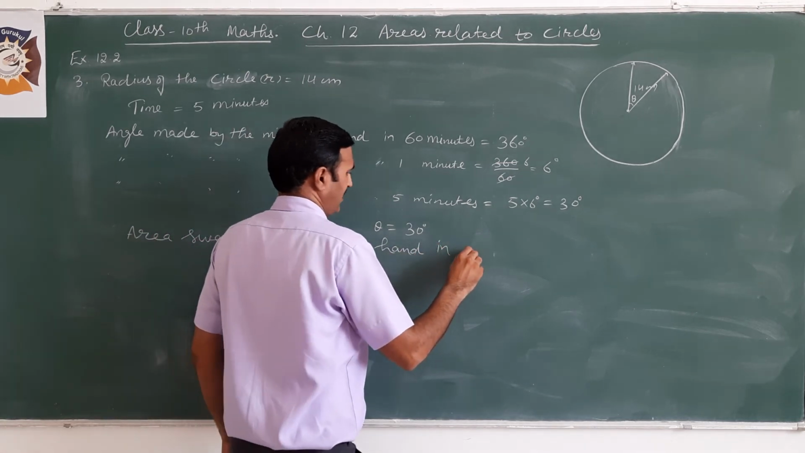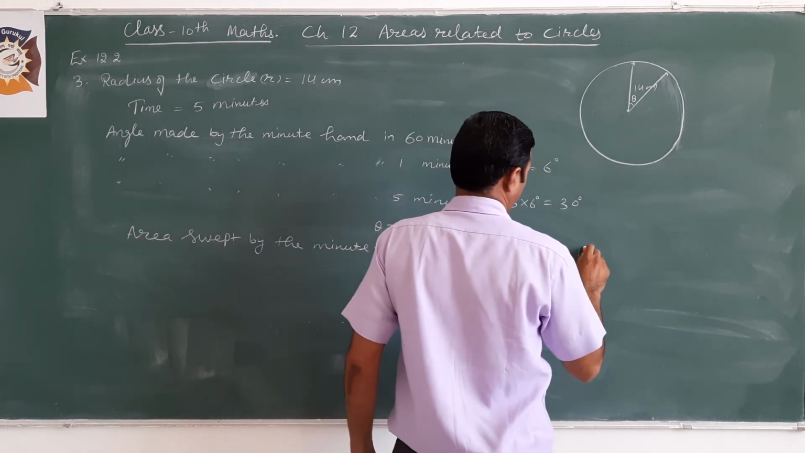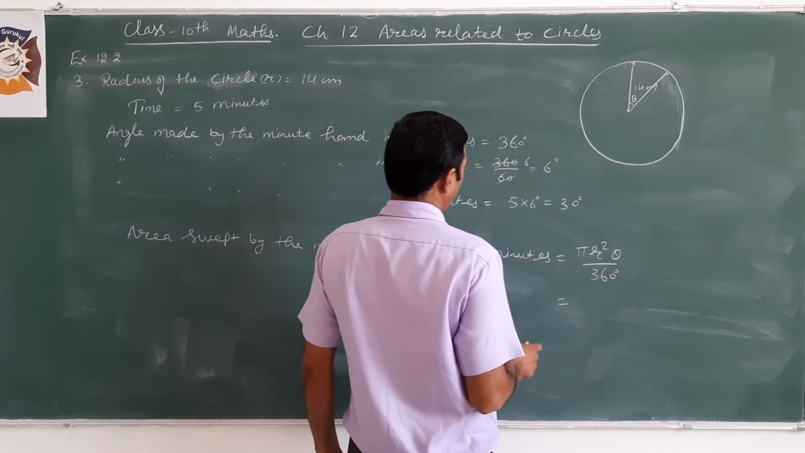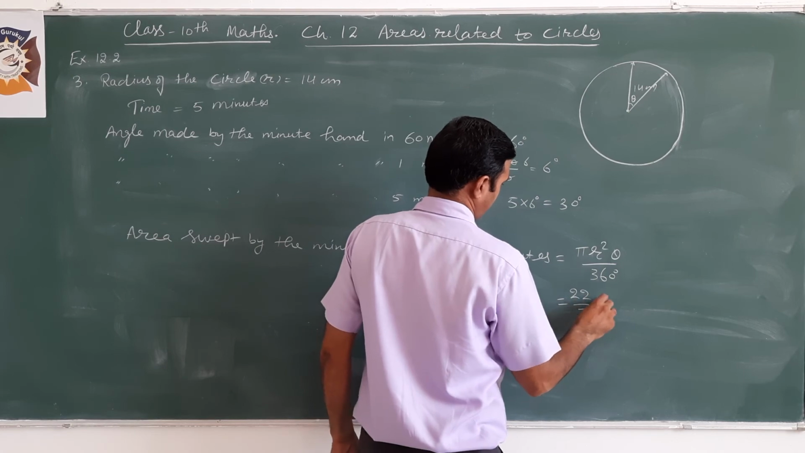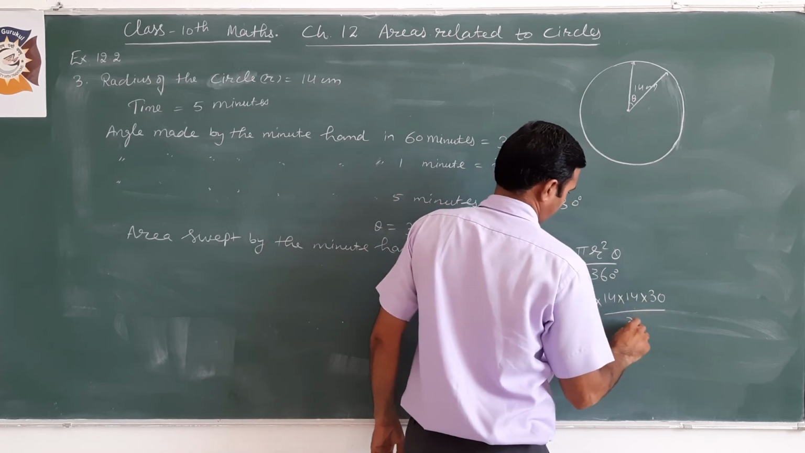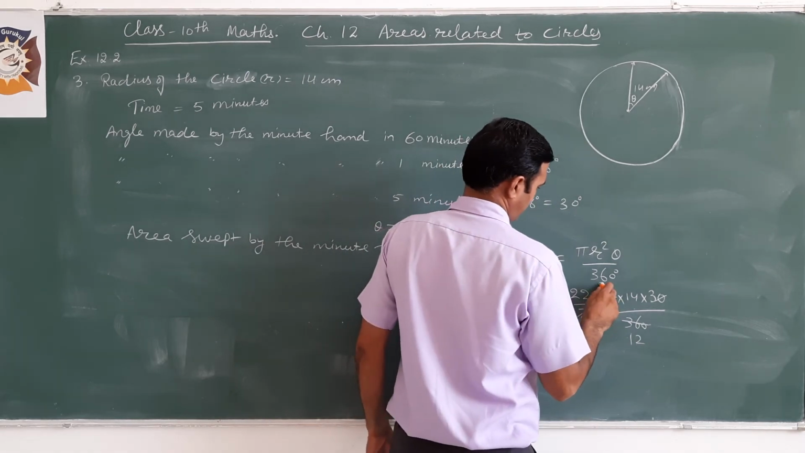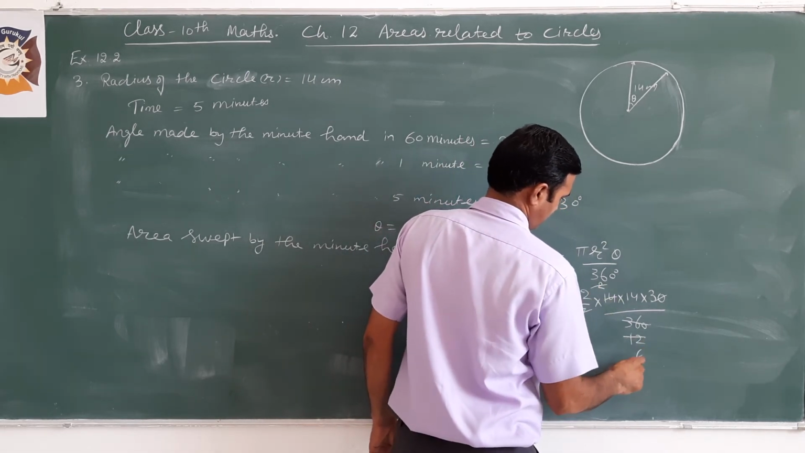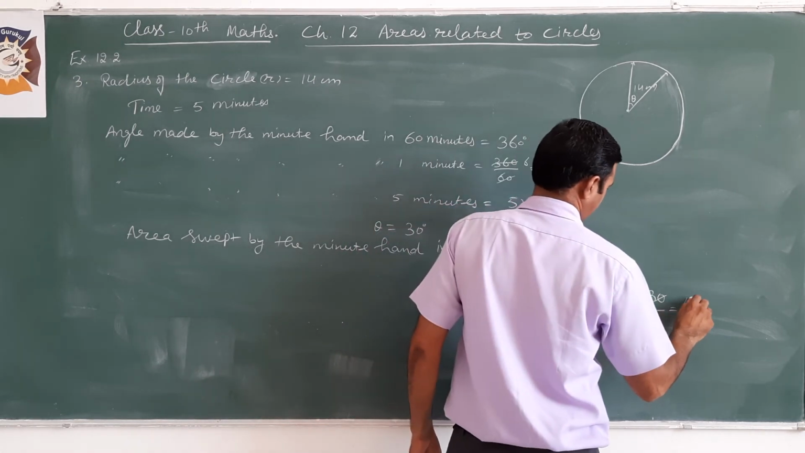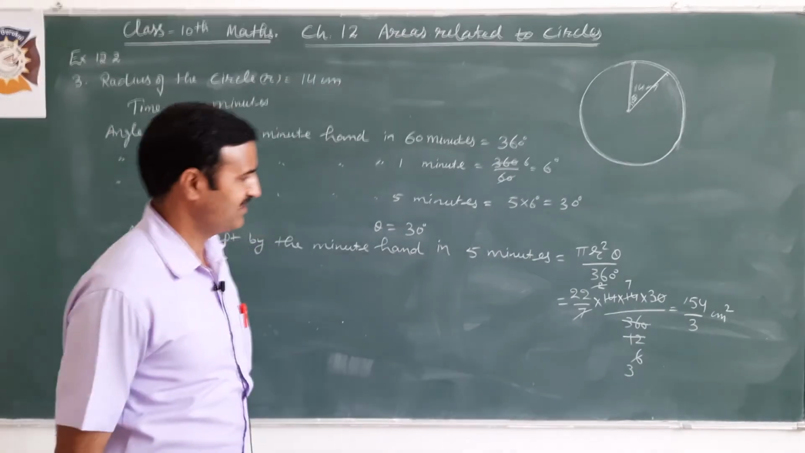In 5 minutes, the area is pi r square theta upon 360 degree. Pi is given 22 upon 7. R is 14, theta is 30 degree upon 360. 7 2s are 14, 2 6s are 12, 2 3s are 6, 2 7s are 14. So that is 154 upon 3 square centimeter. This is the area swept by the minute hand in 5 minutes.